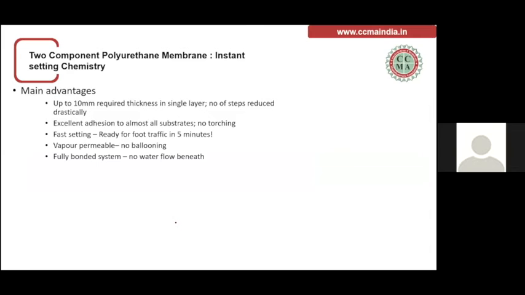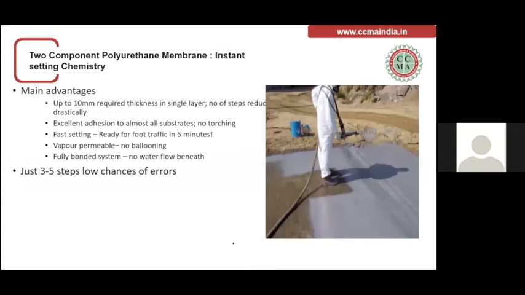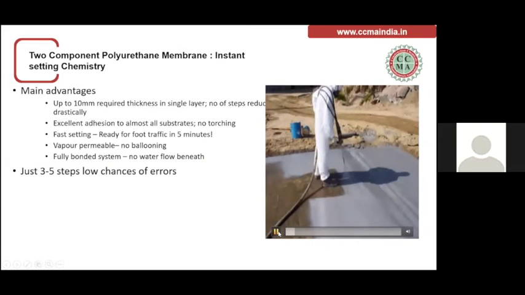While we talk about two component instant setting waterproofing, you can actually apply 10 mm of thickness in a single layer with multiple passes. So no waiting time between the membranes. Excellent addition, fast setting, so within 2-3 minutes you can actually start working on the system. Vapor permeable, no ballooning in the system, and then fully bonded. The membrane is like this. So I will just show you a brief video to have a feel of the system.